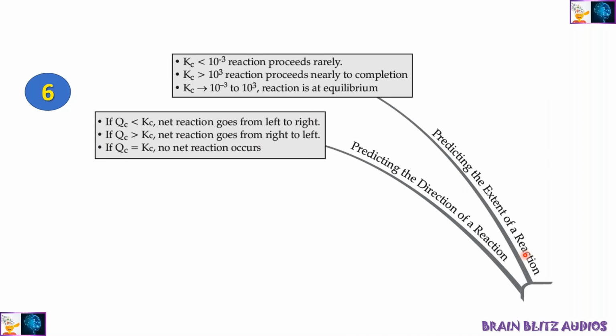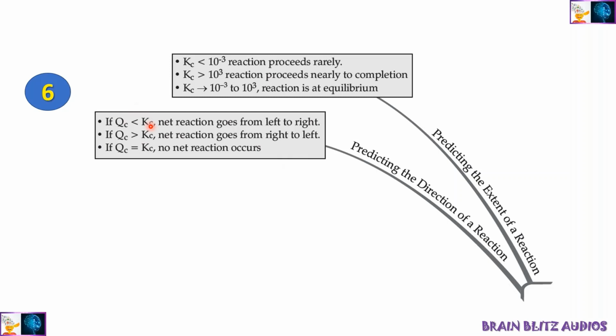But what if you want to know in which direction the reaction is moving, whether it's forward or backward? For this, we use another value called reaction quotient. Reaction quotient here is represented by the term Qc. Qc has the formula [C]^c [D]^d divided by [A]^a [B]^b. However, the reaction quotient will only have that value.